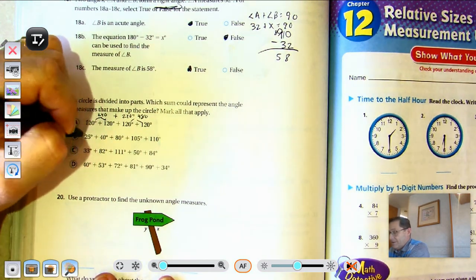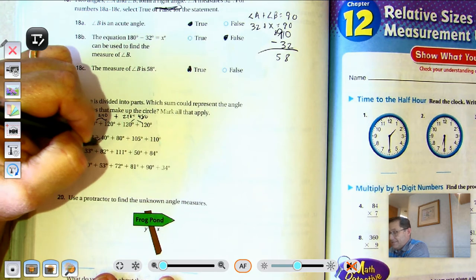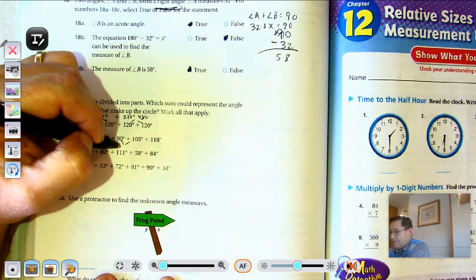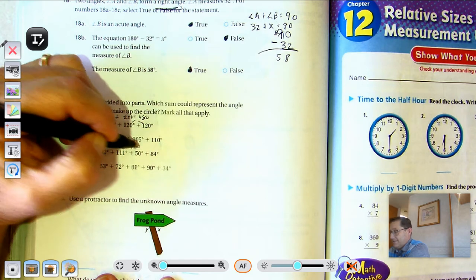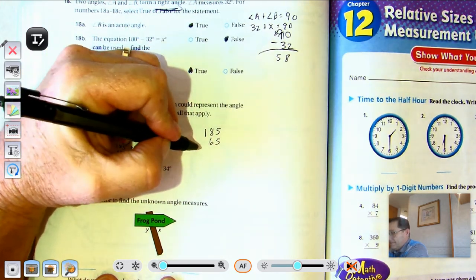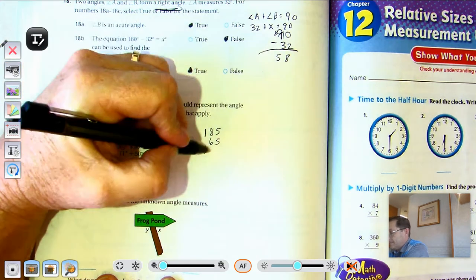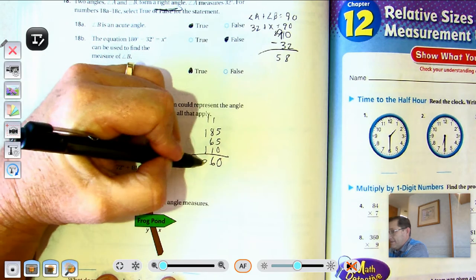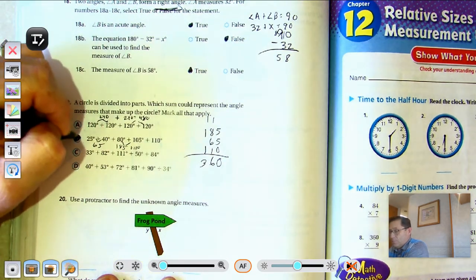Let's see, 25 and 45, that's 65. 105 plus 80 is 185 plus 110. Let's see, 185 plus 65 plus 110. 10, 14, 15, 16, 360. Yes, B works.